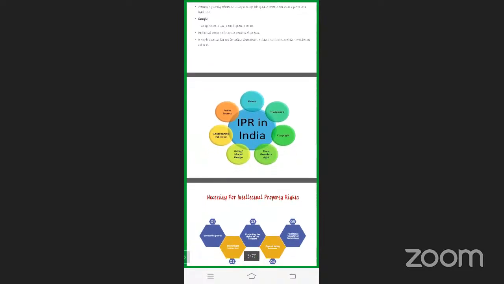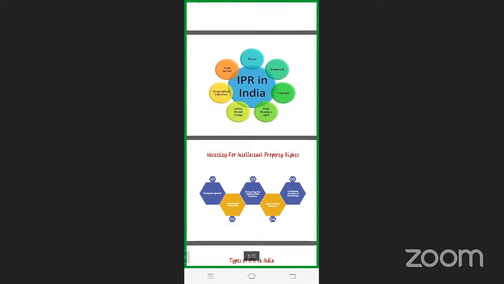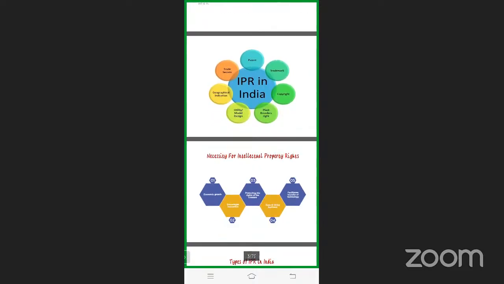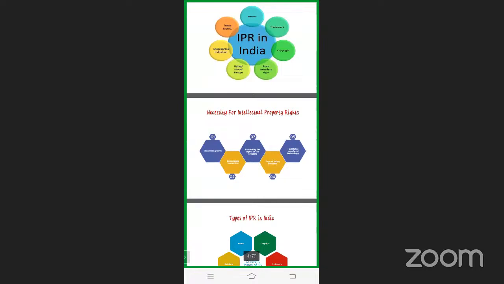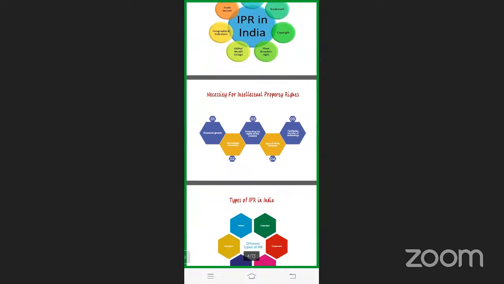Some of the types of IPR or intellectual property in India are patent, trademark, copyright, plant breeders' right, utility model, design, geographical indication, and trade secrets. So what is the need for intellectual property rights? The first need for IPR is economic growth. The second one, it encourages innovation, so people can come up with innovative thoughts. The third one is it protects the rights of the creators. Fourth, it can facilitate the ease of doing business. And the last one is it enables the transfer of technology.